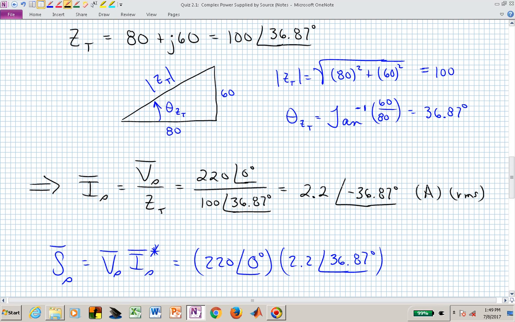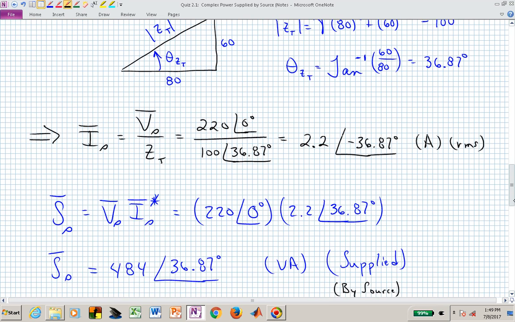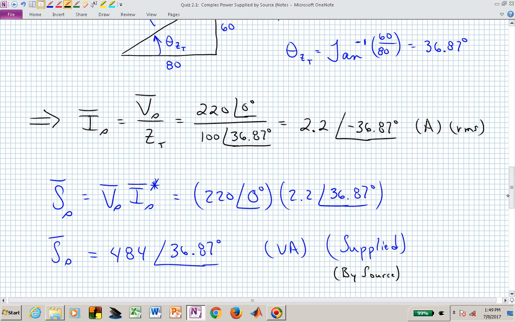And because these two quantities, voltage and current, are in polar form, it allows us to multiply those rather quickly, and we simply multiply the magnitudes. So we have 220 times 2.2, which is going to give us 484, and we add the angles, which is pretty easy. We're just adding 0 to 36.87. So we end up with a complex power supplied by the source equaling 484 at an angle of 36.87, and that has units of volt-amperes, and that's supplied by the source.